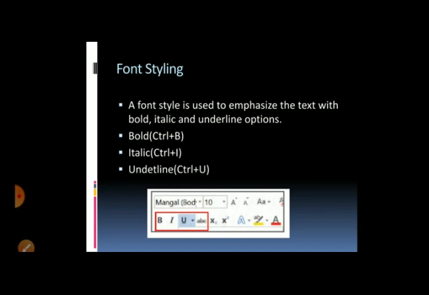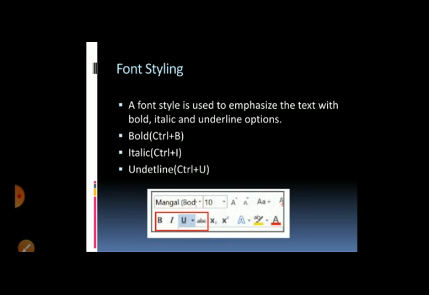Why do we use bold? It makes the text darker than the rest of the text. The second method of making it bold is to select the desired text, and on the Home tab in the Font group you will find the Bold button. As you can see in the picture, the B button is there. You have to select the text, then under Font you will find the B button, the Bold button, and click it.